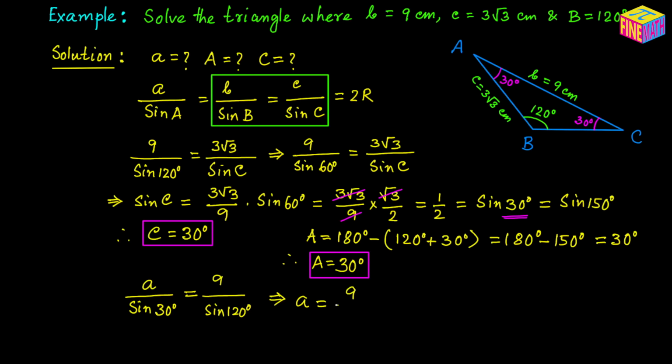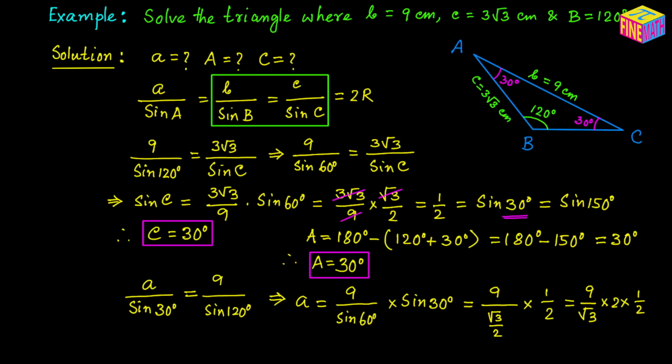From here we can say a is equal to 9 over sine of 120 degrees, which is sine of 60 degrees, times sine of 30 degrees. This is equal to 9 over, what is sine of 60 degrees? We know it is square root of 3 over 2, and sine of 30 degrees is 1/2. If we simplify, this becomes 9 over square root of 3 times 2 times 1/2. The 2 and the 2 cancel each other out, and the square root of 3 converts this into 3 times square root of 3. So essentially a is equal to 3 times square root of 3, and the unit is centimeters.